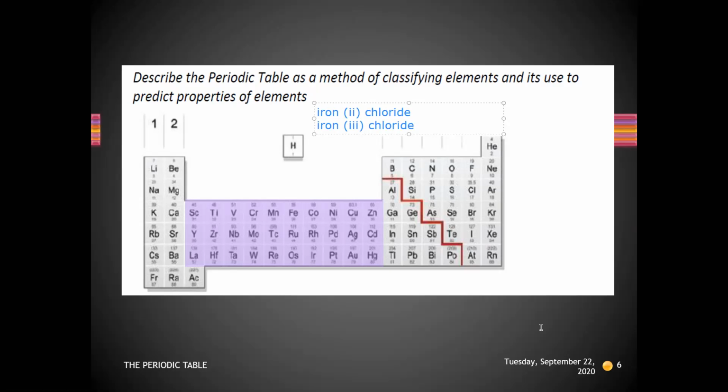Sir, we can't hear you. Yeah, you can identify only from the name how many electrons it lost from the outermost shell, with the Roman number which is written.